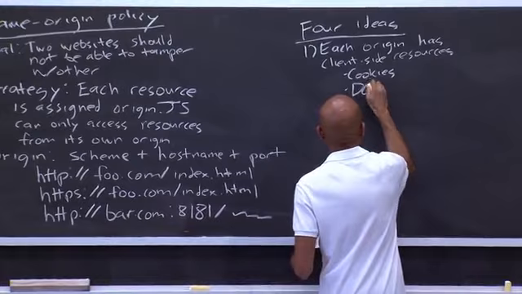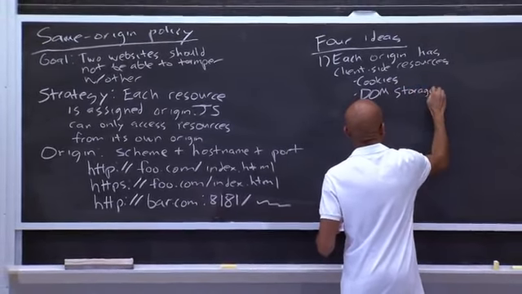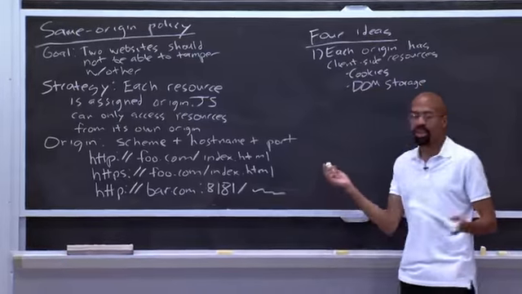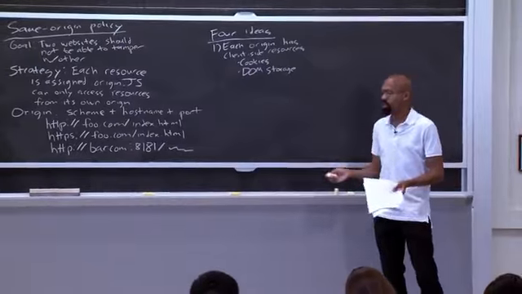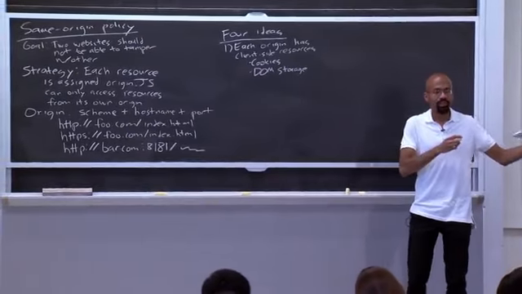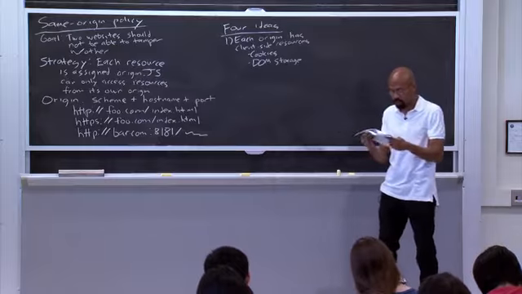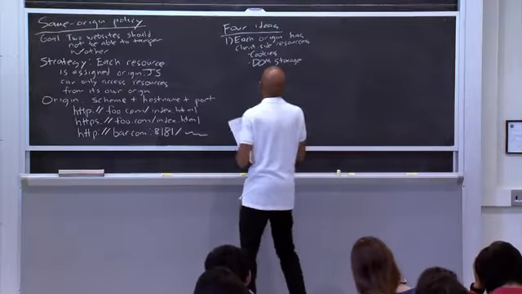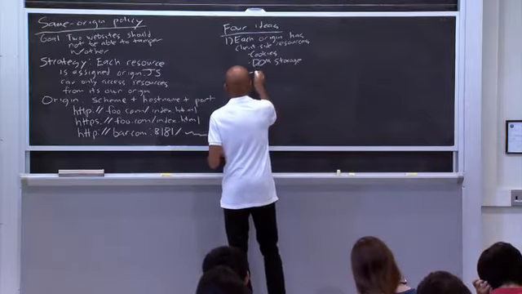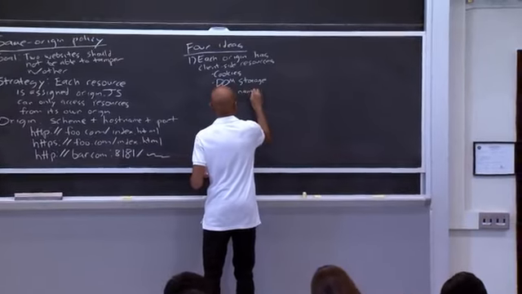Also, you can think of DOM storage as another one of these resources. This is a fairly new interface, but think of DOM storage as just a key value store. Right? So DOM storage allows an origin to say, for this given key, which is a string, let me associate it with this given value, which is also a string. Another thing that is associated with an origin is a JavaScript namespace.